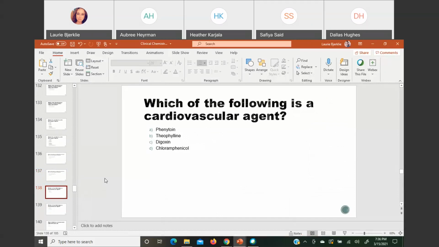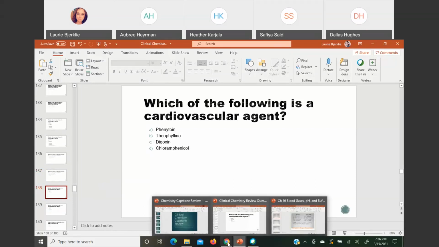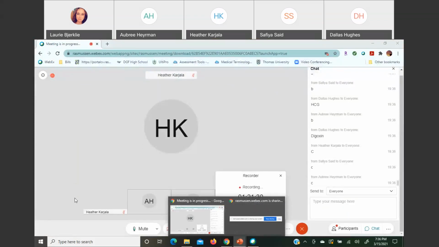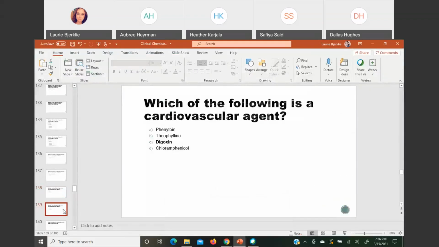Which of the following is a cardiovascular agent? So now we're kind of into our therapeutic drug monitoring. So which one is a cardiovascular drug? And a lot of you probably measured this. So it would be digoxin, our definite cardiac one out of those choices.